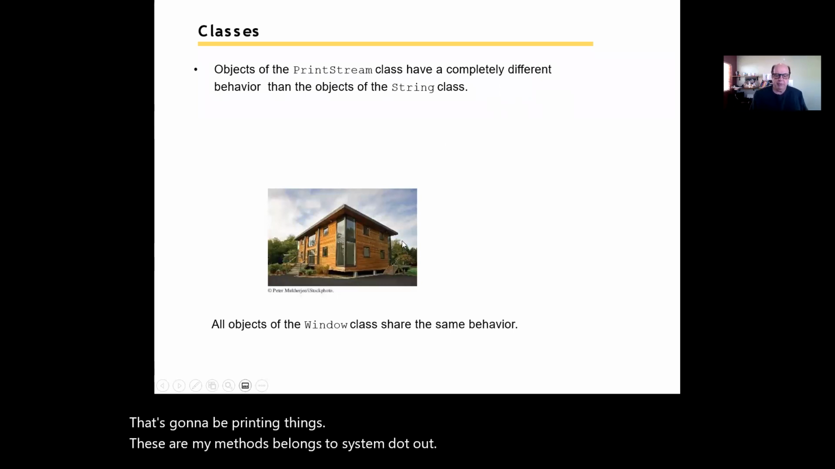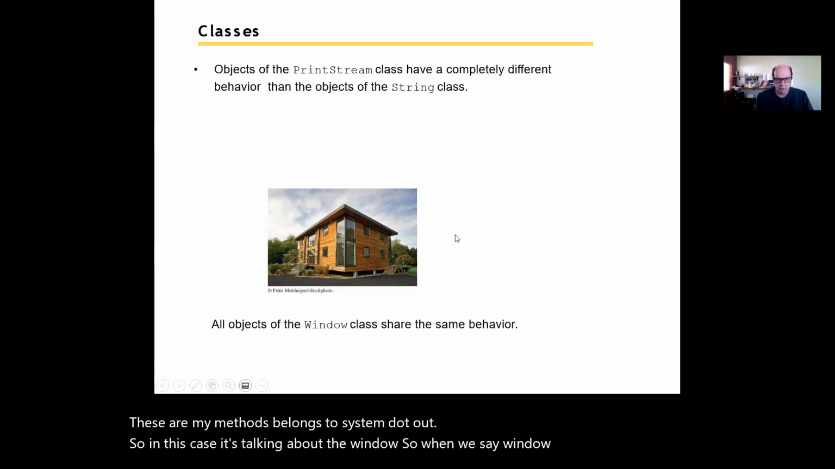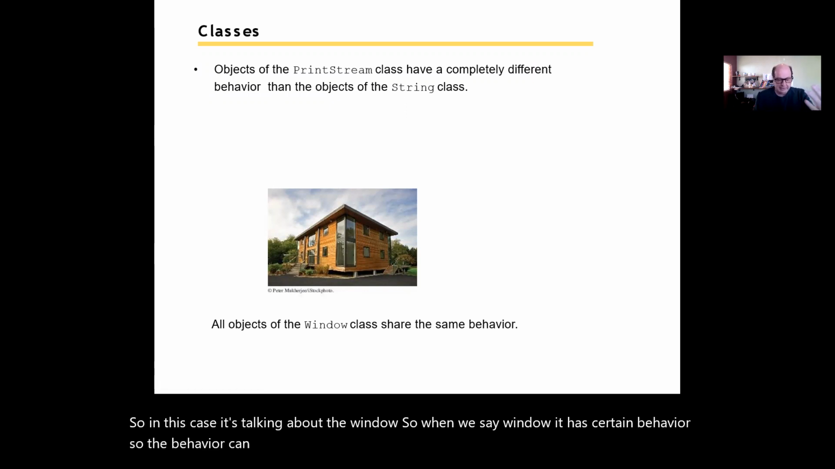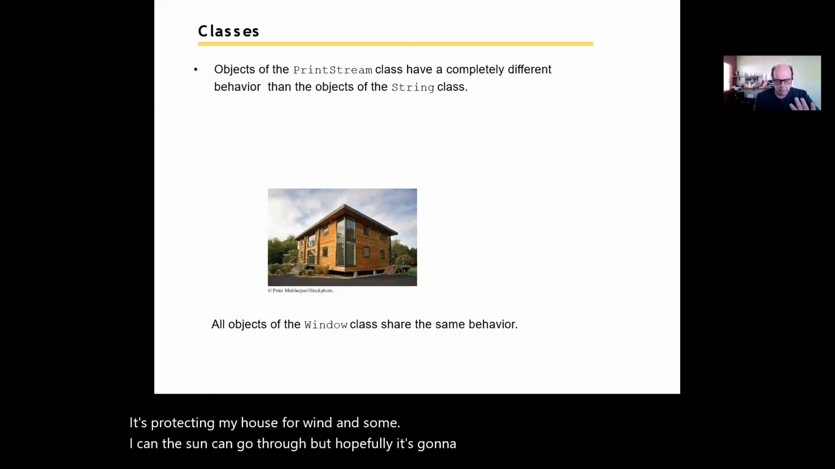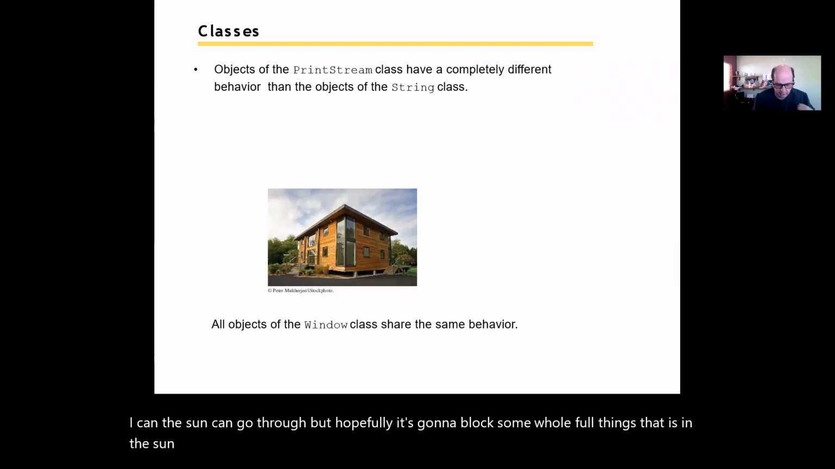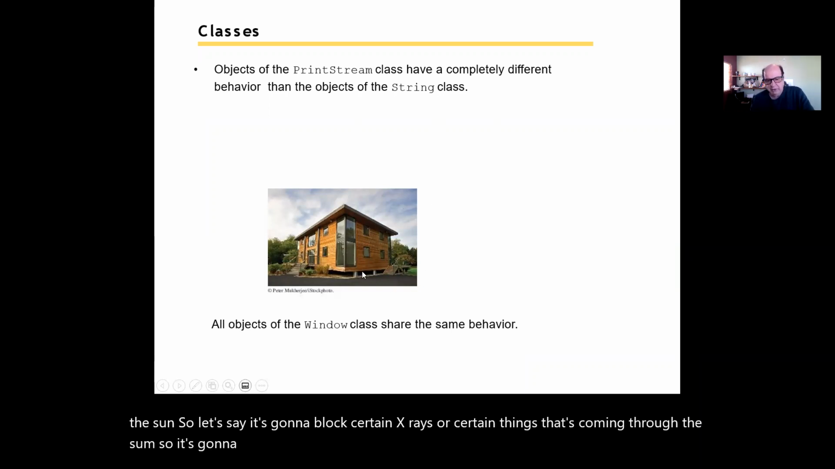In this case, it's talking about the window. When we say window, it has a certain behavior. The behavior can be that I can see the other side. It's protecting my house from wind and some sun. The sun can go through, but hopefully it's going to block some harmful things in the sun, let's say certain X-rays. So it's going to block it, and that's the behavior of window.